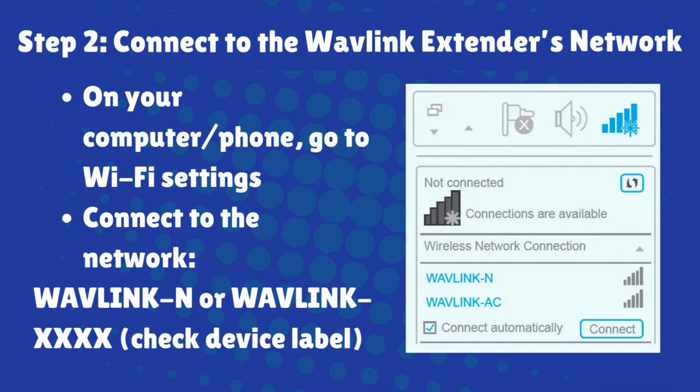Step 2. Connect to the Wavlink extender's network. On your computer or phone, go to Wi-Fi settings. Connect to the network, WAVLINKN or Wavlink 4X, check the device label.